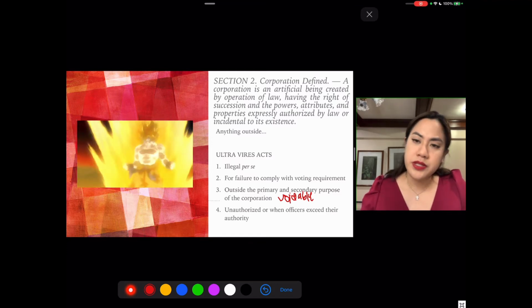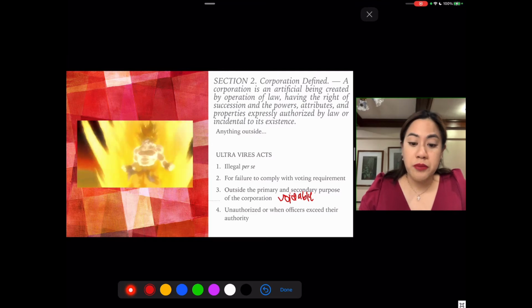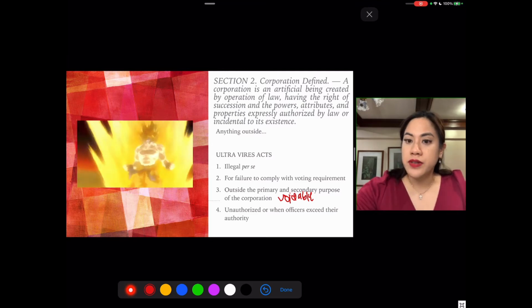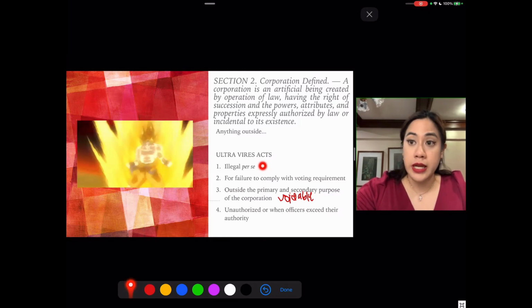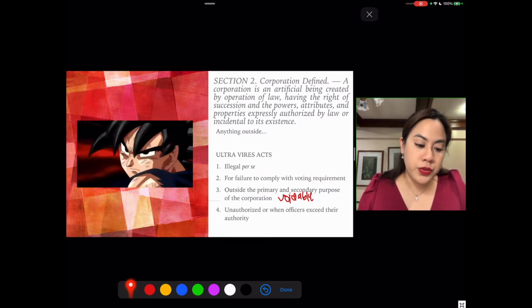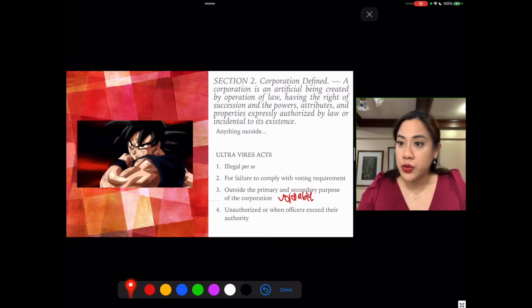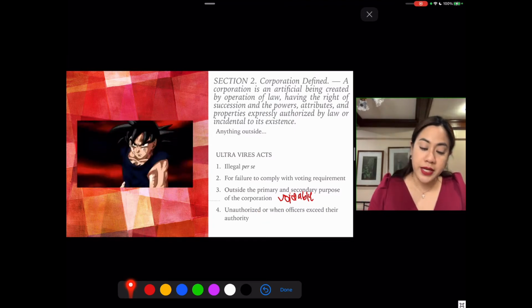There are also ultra vires acts conducted by the corporate officers in behalf of the corporation. So again, much like number 1, there are ultra vires acts done by the officers which are illegal per se. Number 2, ultra vires acts which are unauthorized, or when the officers exceed their authority.